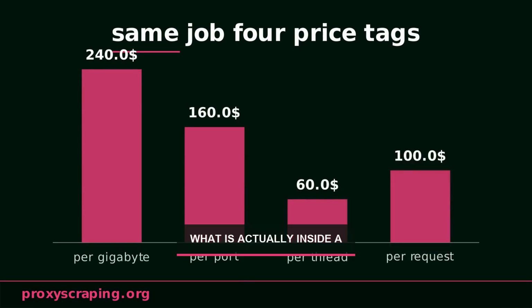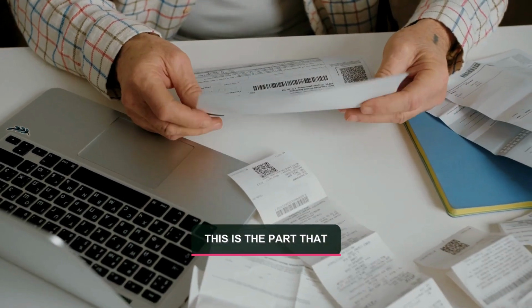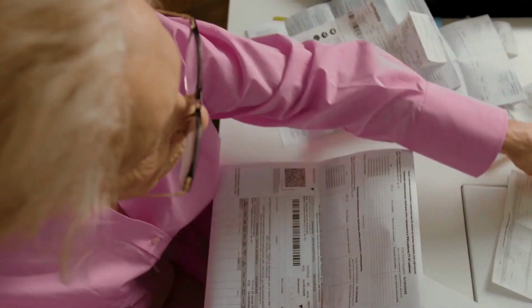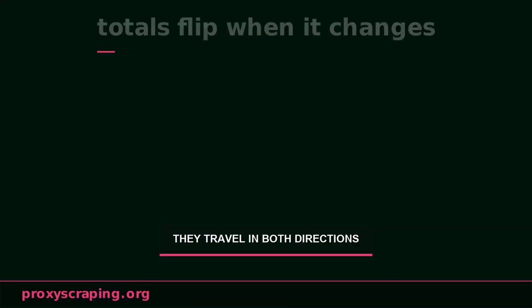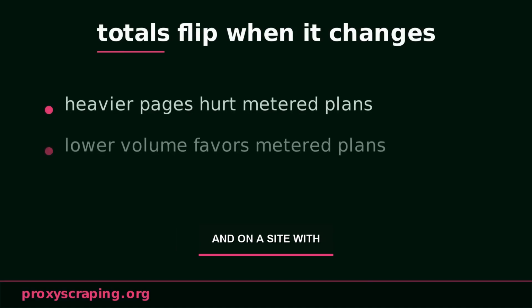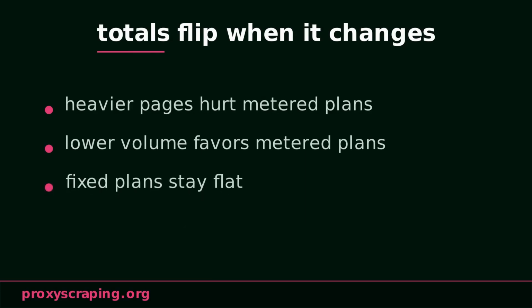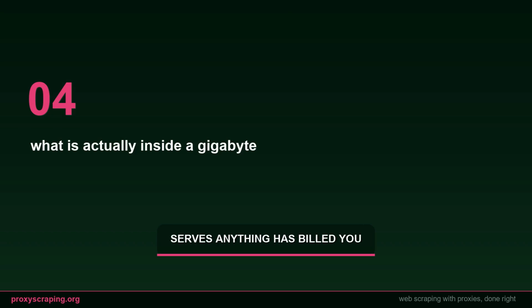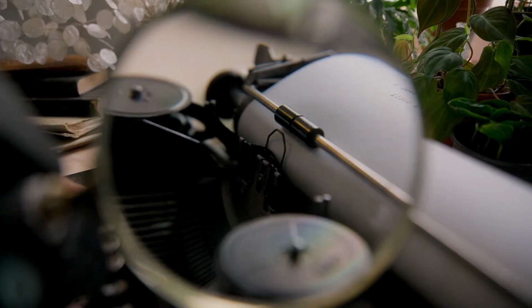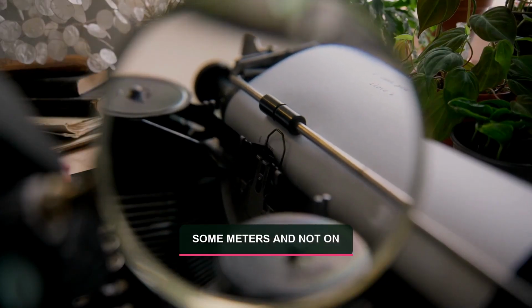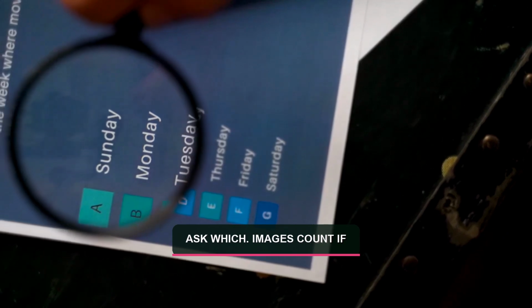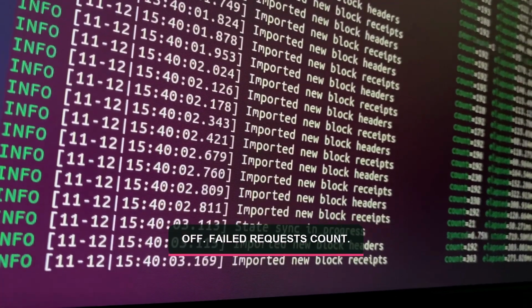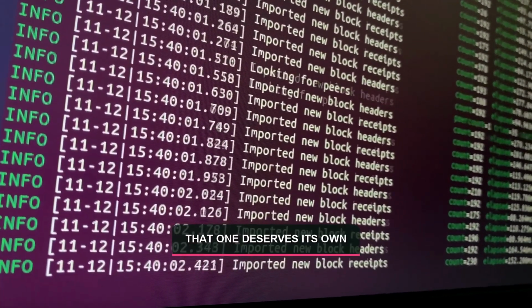What is actually inside a gigabyte? On a metered plan, this is the part that sets your bill, and it is almost never written down anywhere you can find it. Response headers count. They travel in both directions on every single request, and on a site with a long cookie, they are not nothing. Redirects count. A page that bounces you through 2 hops before it serves anything has billed you 3 times for 1 page. The TLS handshake counts on some meters and not on others. Ask which. Images count if your headless browser fetches them, and it fetches them unless you went and turned that off. Failed requests count. That one deserves its own section.